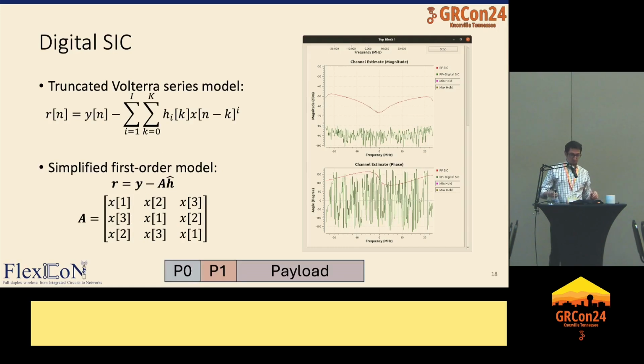Again, with digital SIC, there are many different ways in literature how to approach this. What we ended up doing was we essentially used the truncated Volterra series model to model the self-interference channel.